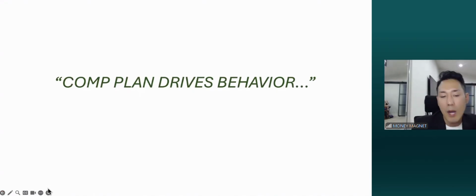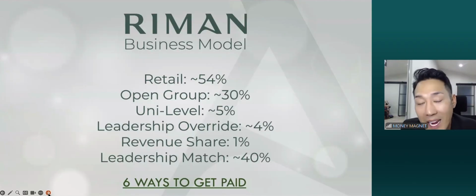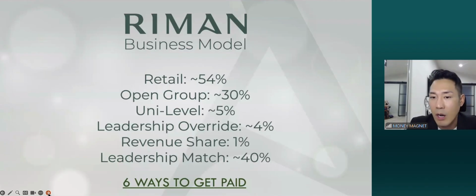Now, let's look at RIMAN's comp plan and take a look at what behavior they are asking us to do. And let's look at the percentage payout based on the behavior they want us to focus on. All right, so let's take a good look. Retail at 54%. We have open group at 30%, uni-level 5, leadership override at 4, rev share at 1, and leadership match at 40.